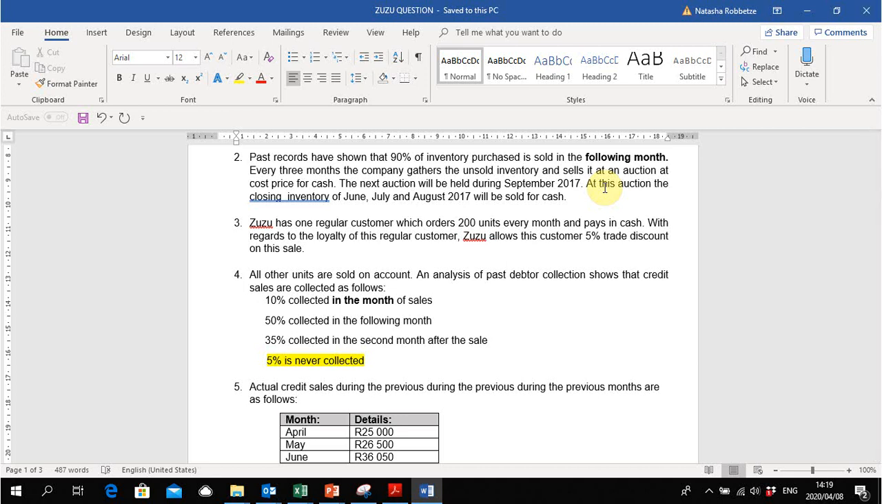In note number 3, it says that Zuzu has one regular customer, and this customer orders 200 units every month, and they pay for it in cash. Because of the loyalty of this customer, they receive a trade discount of 5%.